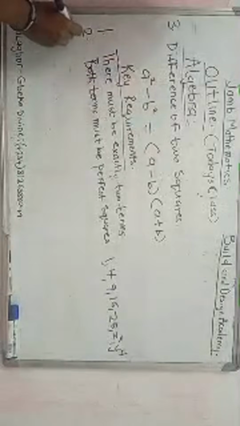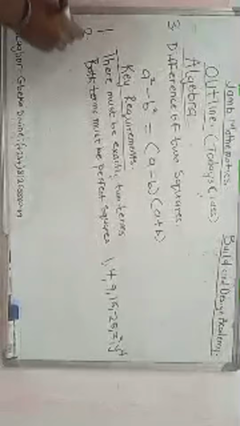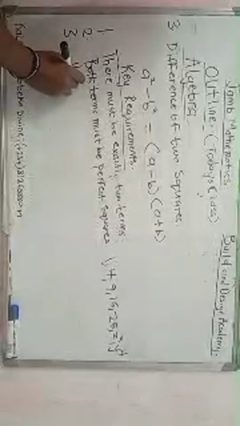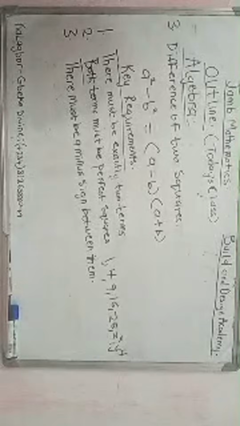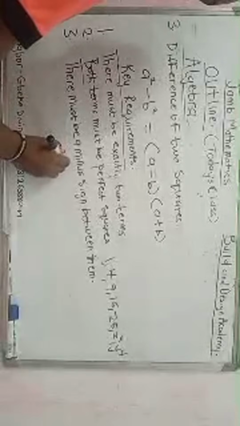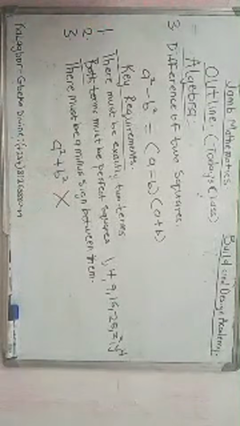Now the third one is there must be a minus sign between them. There must be a minus sign between them. Note, if you have something like this, a squared plus b squared, this will not work.